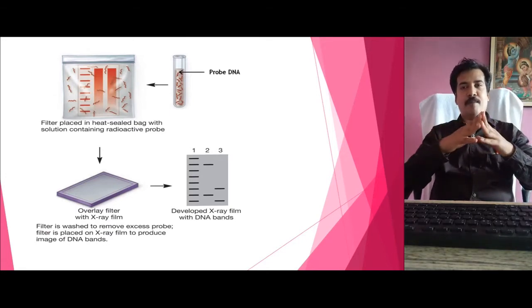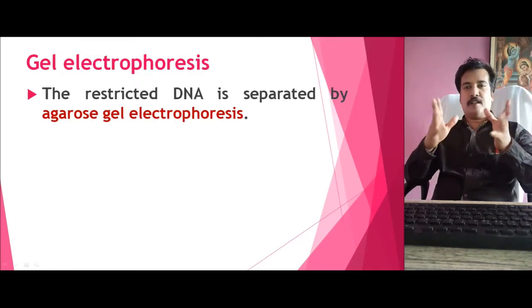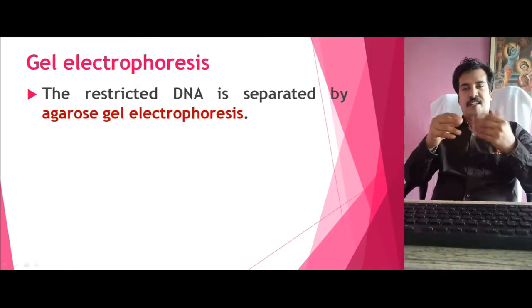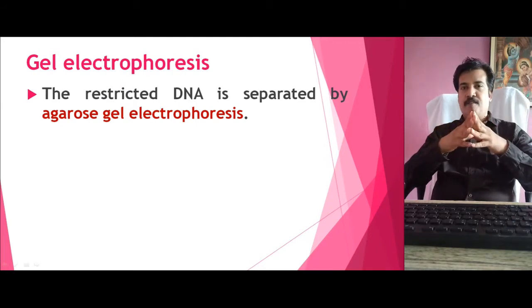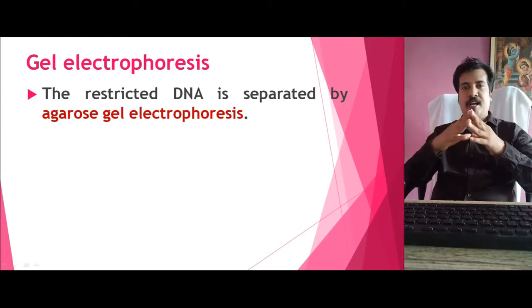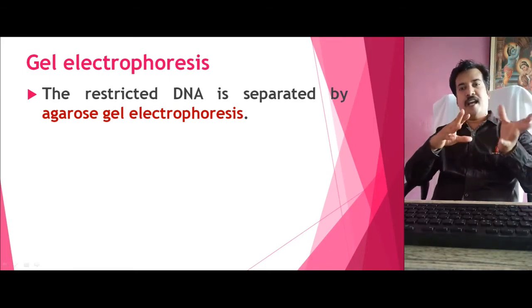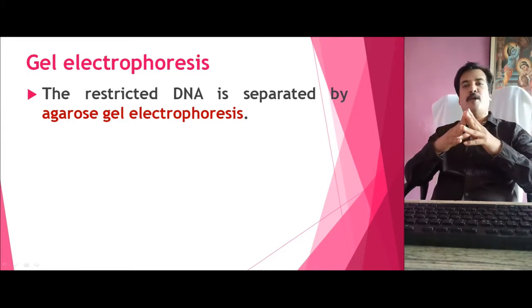Now we go one by one step. The first step is the running of gel electrophoresis. After restricting the enzymes, we run the gel electrophoresis in duplicate, and we keep both. One is kept for analyzing, after the end of the Southern blotting technique, to isolate the gene of interest, and the other one is used for the Southern blotting technique.